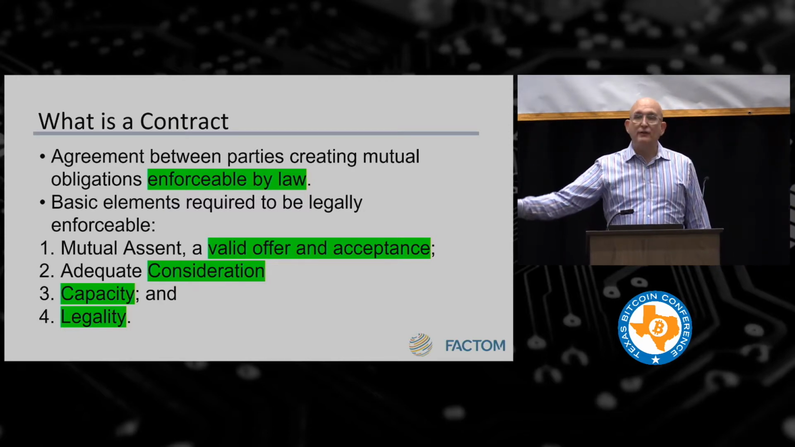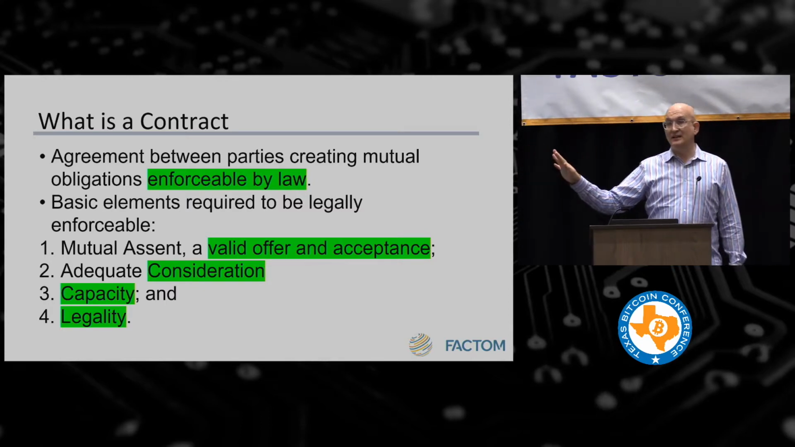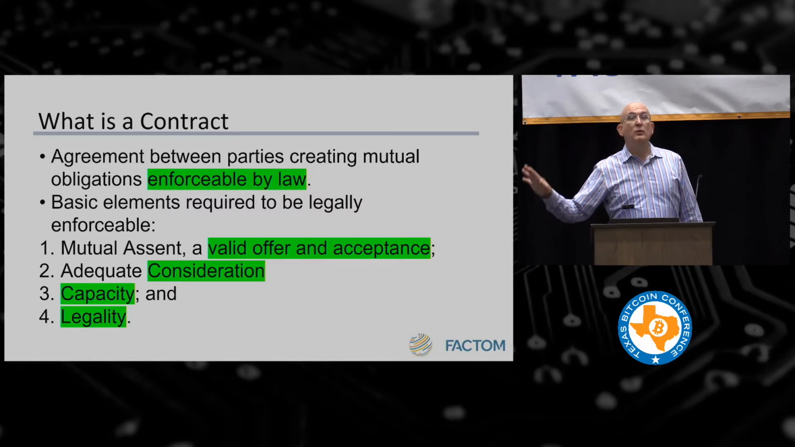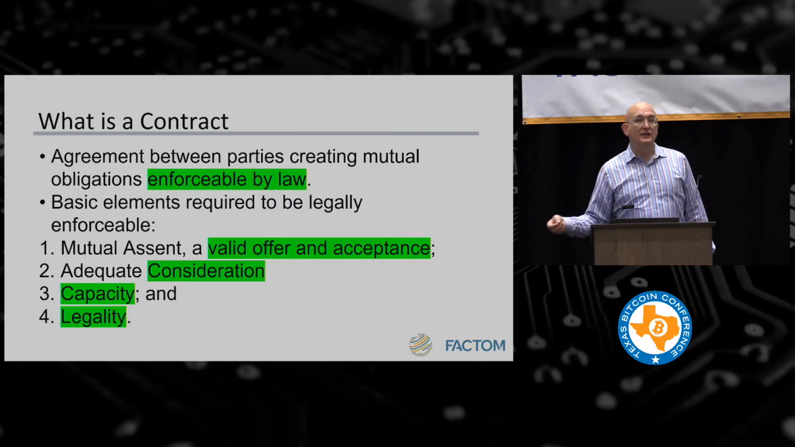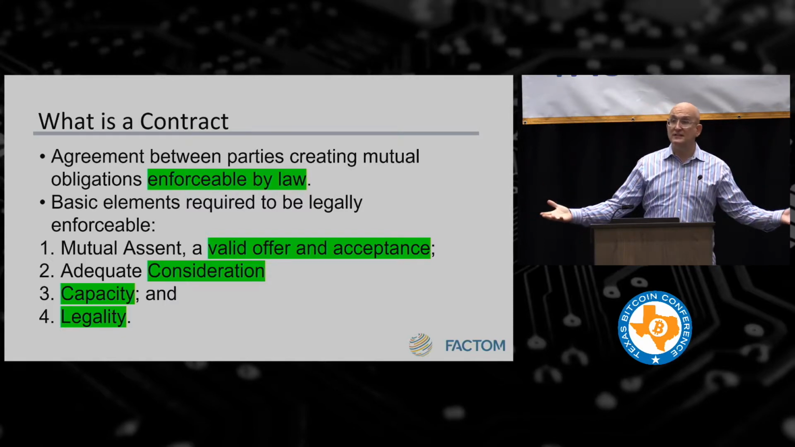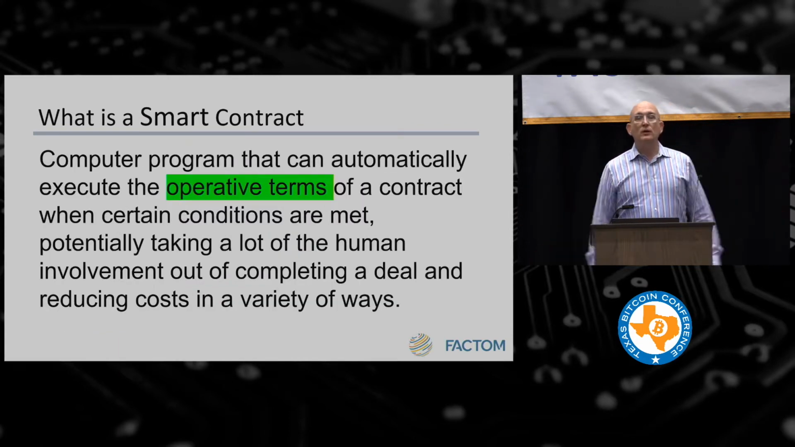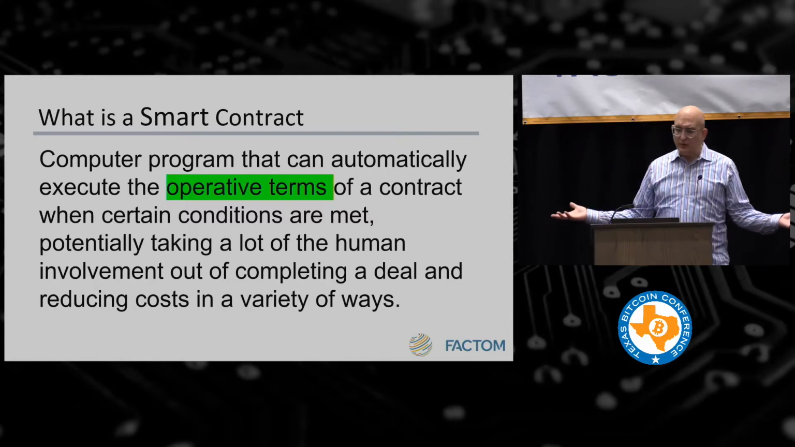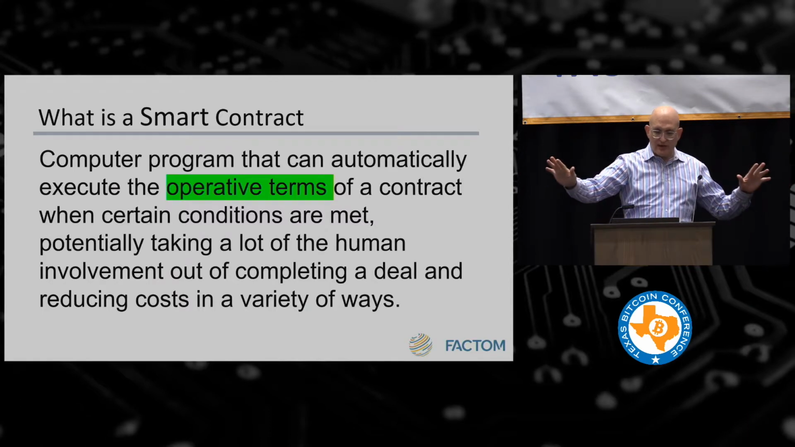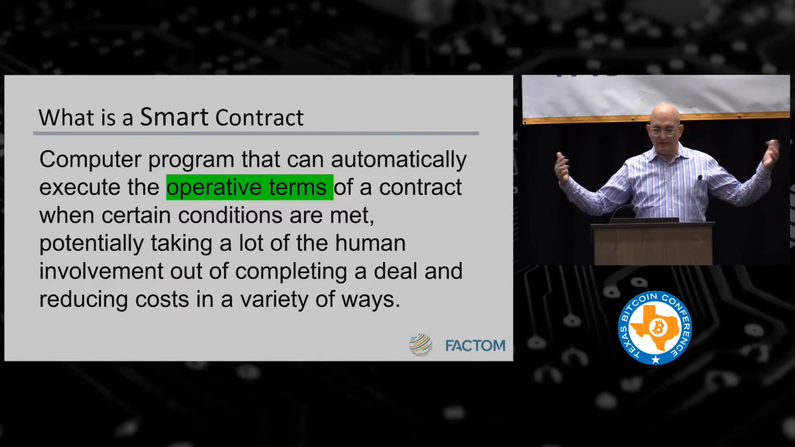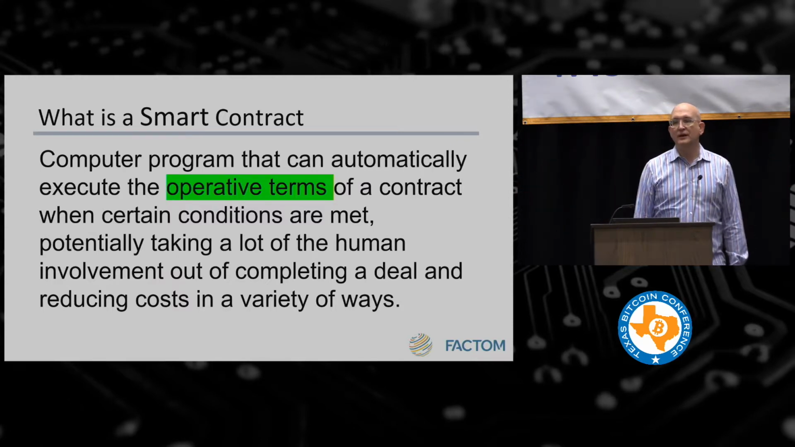Of that, you've got the offer and acceptance, you've got consideration, capacity, and legality. When we get to capacity and legality, those are some areas that when we take it into smart contracts are really going to be interesting battlegrounds and interesting things that we're going to solve, and we're going to look to technology to solve that, because these are going to be some really difficult problems. So then you say, what is a smart contract? Simply put, it's a computer program that can automatically execute the operative terms of a contract when certain conditions are met, potentially taking a lot of human involvement, we call that cost, out of completing a deal and reducing costs in a variety of ways.